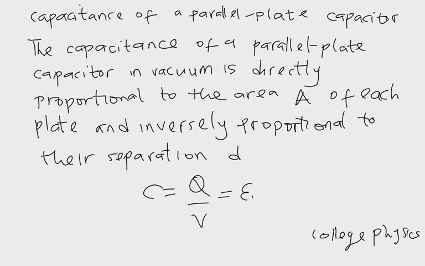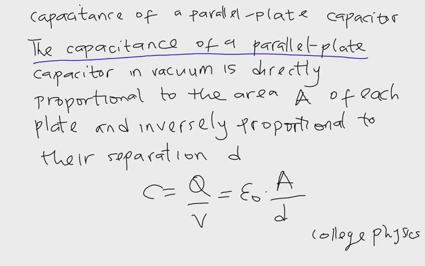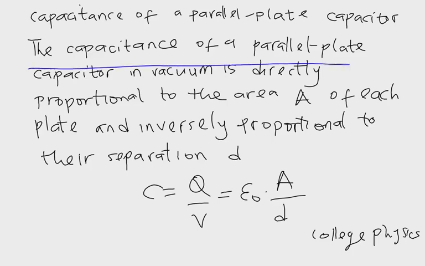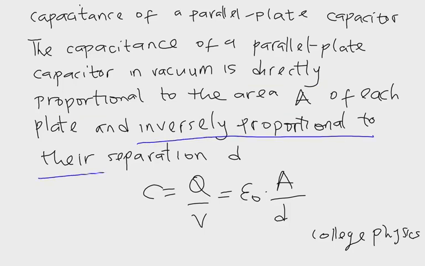This is equal to epsilon naught times A over D. Now, take note. For the capacitance of a parallel plate capacitor, this formula you are likely to use when you are solving certain questions, to find the capacitance of the capacitor, to find the area of the plate, to find the distance between the plates. Take note of this relationship: it's directly proportional to the area of each plate and inversely proportional to the distance.